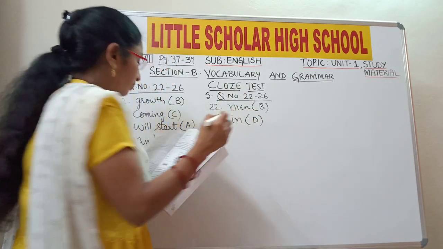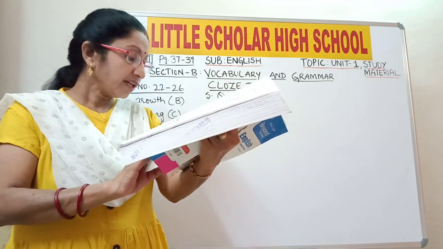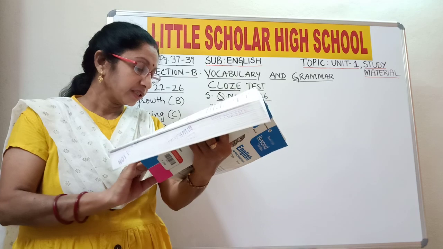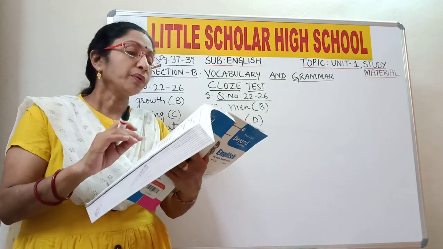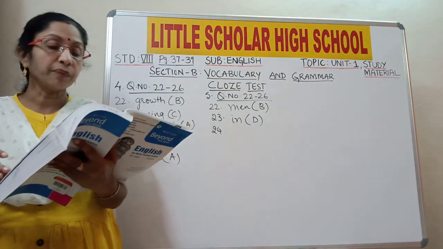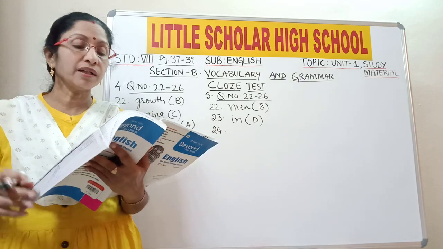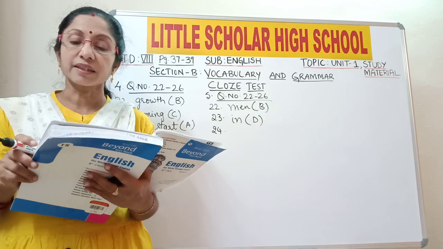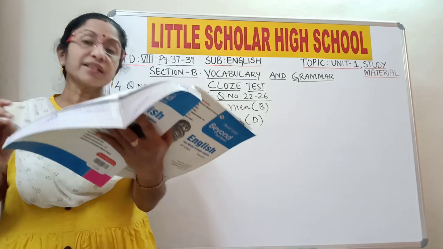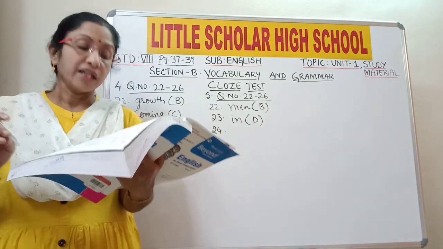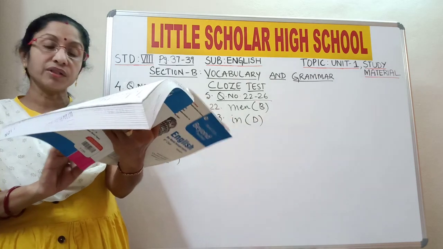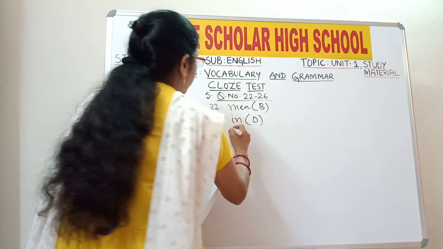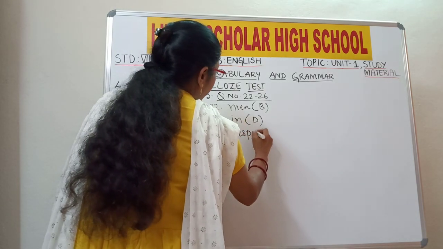Question number 24. He was dash for keeping the accounts of everyone working under him. The options are A. responsible, B. responsibly, C. respond, D. responsibility. The answer should be: he was responsible for keeping the accounts of everyone working under him. So the answer to question 24 is responsible.